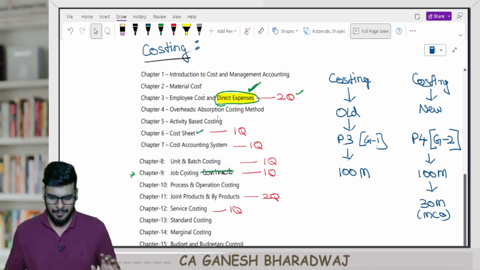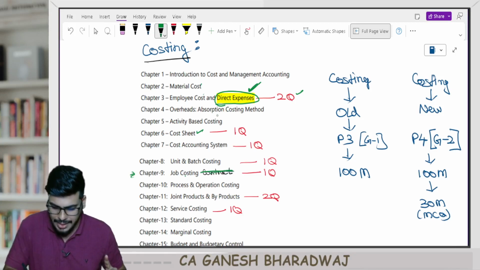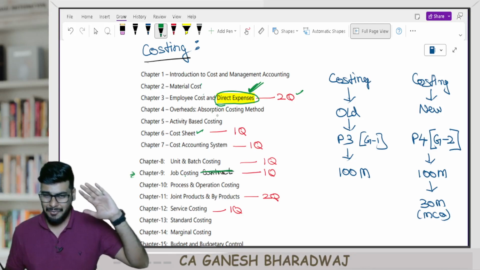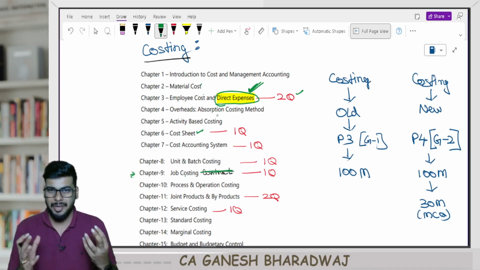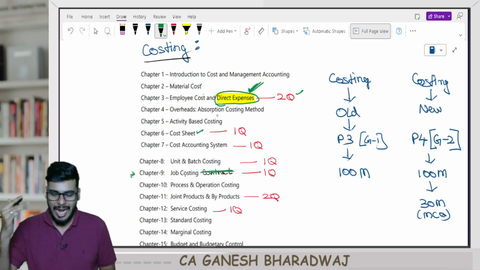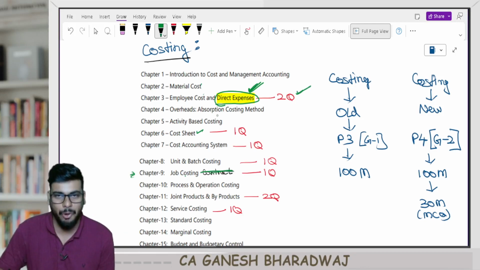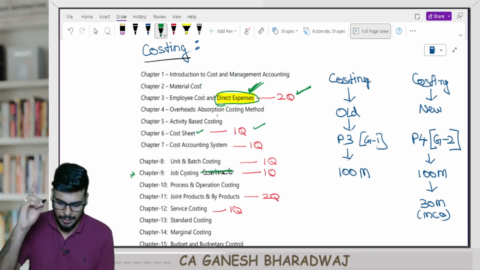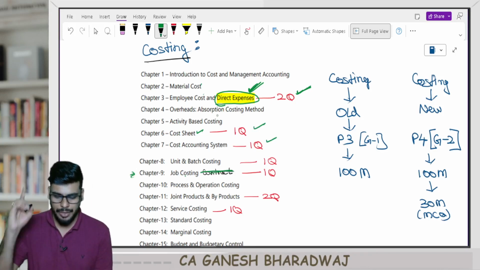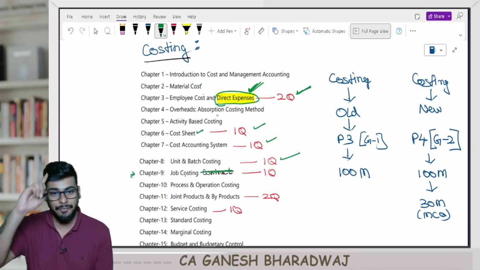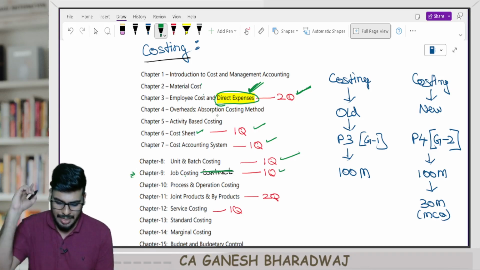Apart from this, they have removed contract costing and added one component called direct expenses. Apart from this, in almost every chapter, they have removed some questions and added some new questions. In chapter number 3, employee cost and direct expenses, I told you they have added 2 questions in the direct expenses component. In cost sheet, in the institute study material, 1 new question is added. Cost accounting system, 1 new question. Unit and batch costing, 1 question. Contract is fully removed, and job costing, 1 question they have added extra.